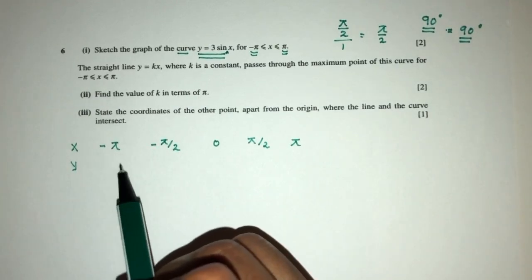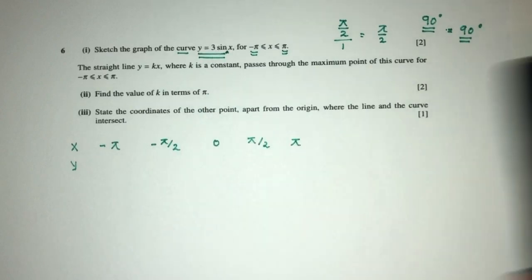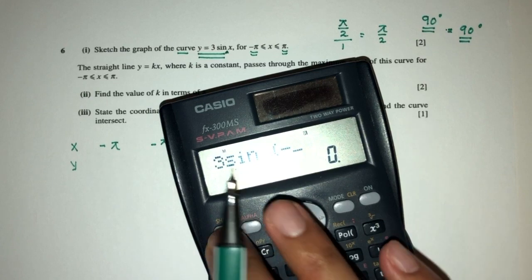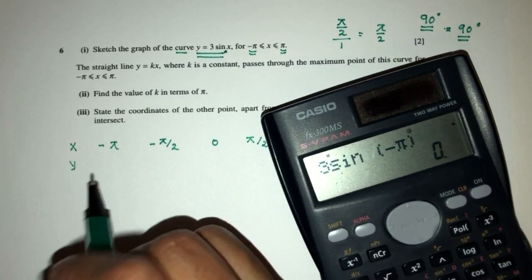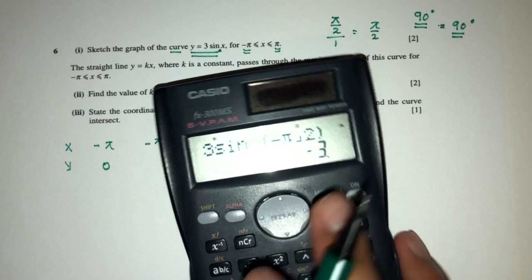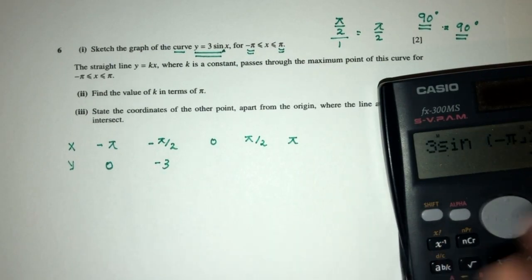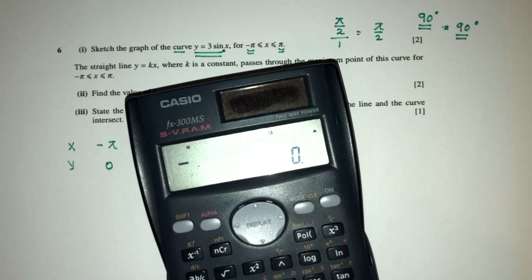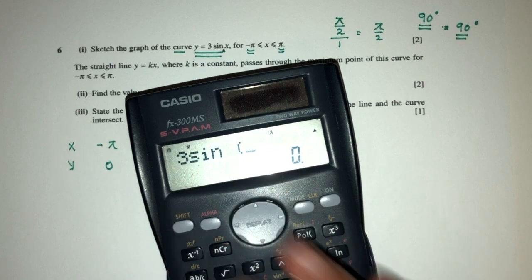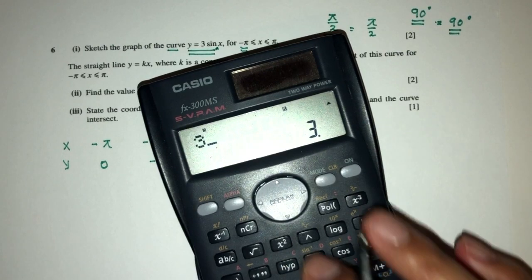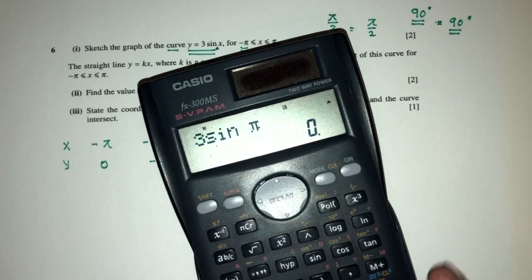Now let's find the corresponding values of y. We place this back in the equation. Here we have to use radians. So 3 sine of minus pi, that will give you 0. Then minus pi over 2, that will be minus 3. And again here we have 0, that will be 0. Pi by 2, so 3 sine pi by 2, that will be 3. And this will be 0. Let's check. 3 sine of pi, that will be 0.